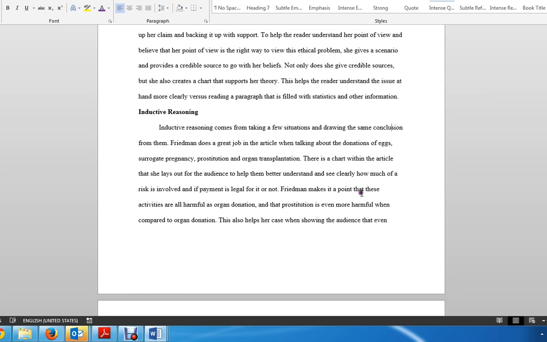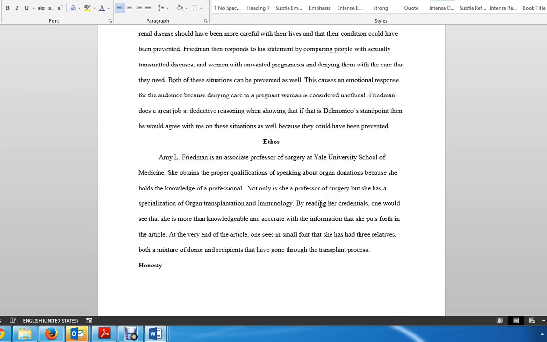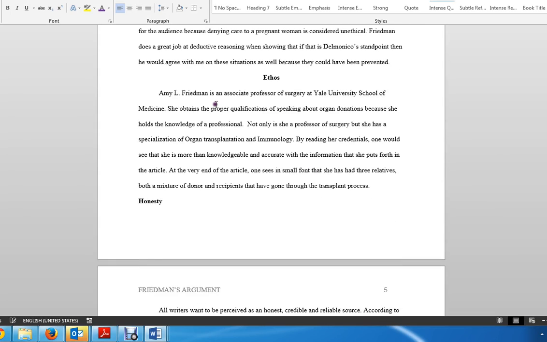Inductive reasoning. Kind of just looking through it. Okay, again, it's more of a summary of what she's doing. Make sure it's an analysis. Add, how does it affect the audience? How does it help persuade them? Same for the deductive reasoning.